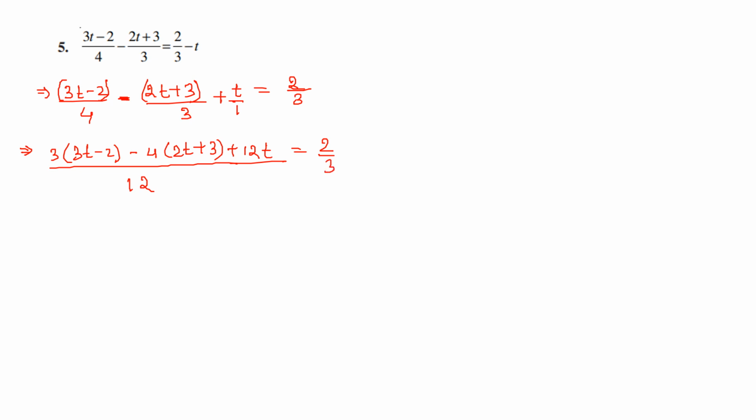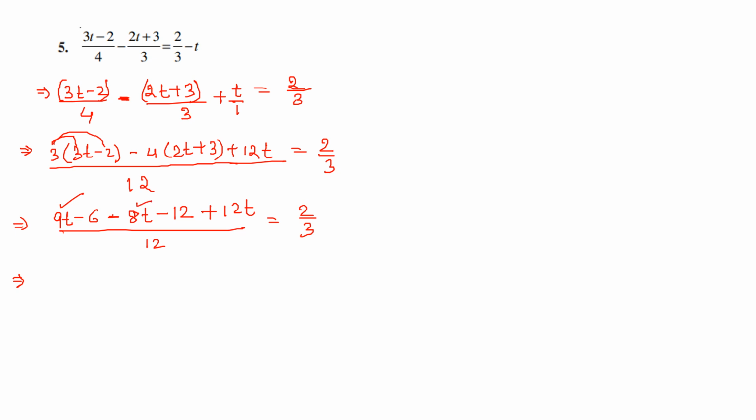Okay. Now use the distributive property. So 3 into 3t will give me 9t minus 3 into 2 will give me 6. Same way, minus 4 into 2t will give me minus 8t, and minus 4 into plus 3 is minus 12. And then plus 12t divided by 12 equal to 2 by 3.